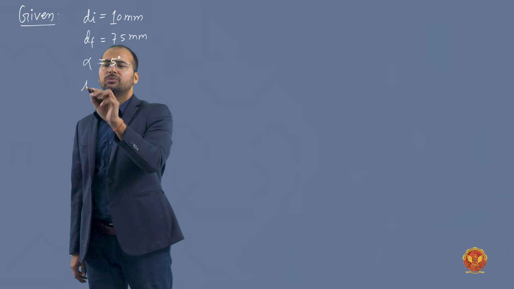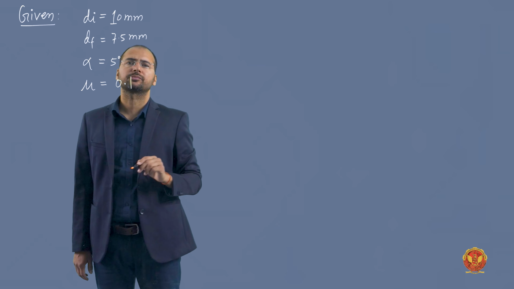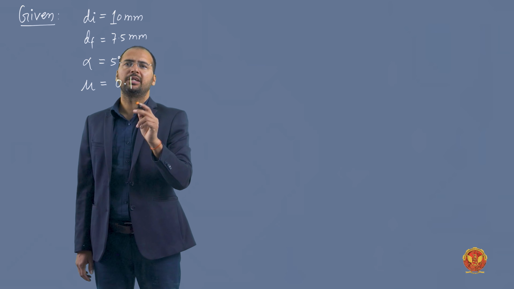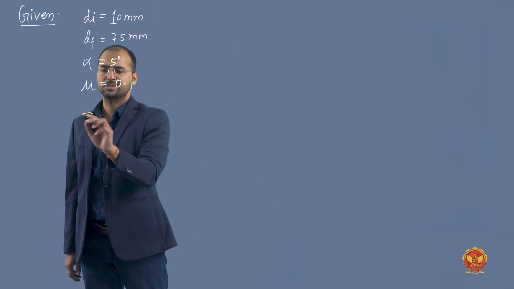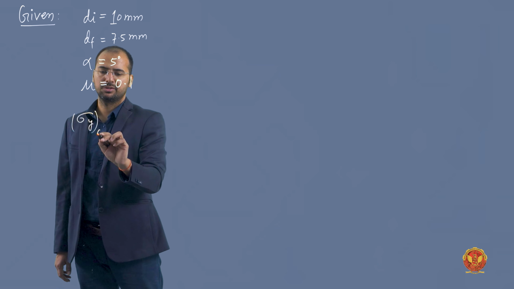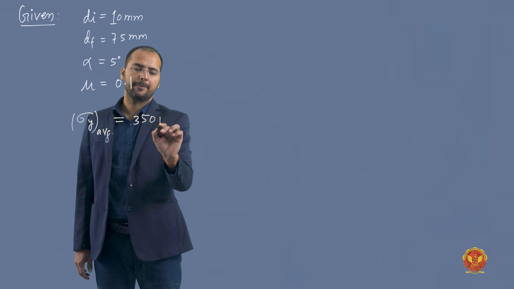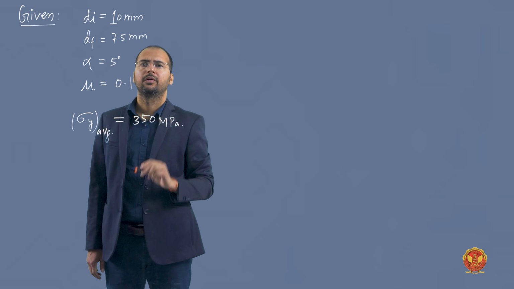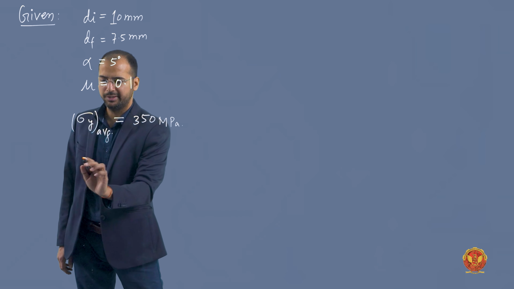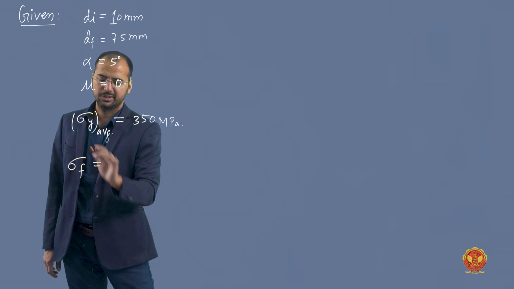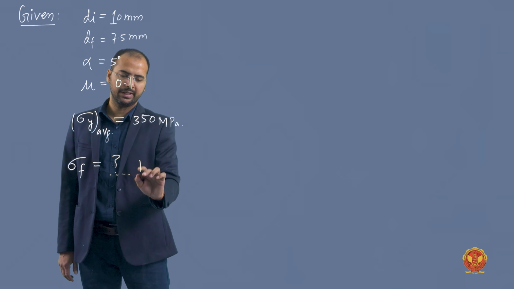Coefficient of friction mu is also given between the wire and the die, this is 0.1. And the value of sigma y average, that is the average of the initial and final yield stress, is given as 350 megapascal. In the question they have asked about drawing stress, so we have to find out sigma f. Sigma f stands for drawing stress. We have to find out its value in megapascal.